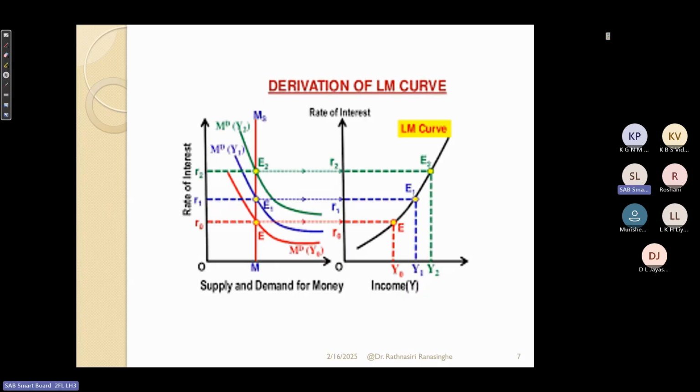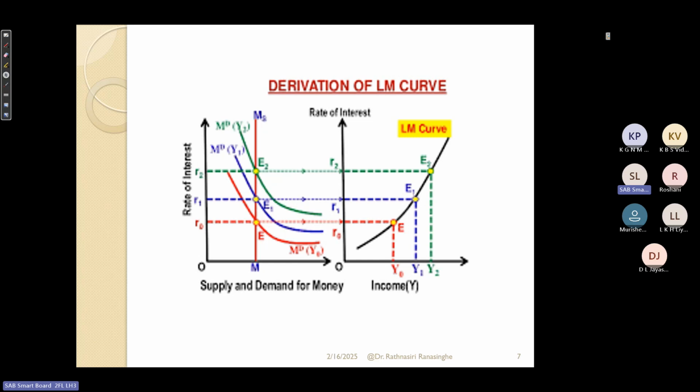Now here you have been given the same thing, right? Initially we are starting from equilibrium E, no? Right? At the R0 level, the money market is in equilibrium, right? We get one point there, right? And when the income level increases from Y0 to Y1, the money demand curve shifts to the right, no? Because money demand under the transaction motive, which is proportional to income, increases.